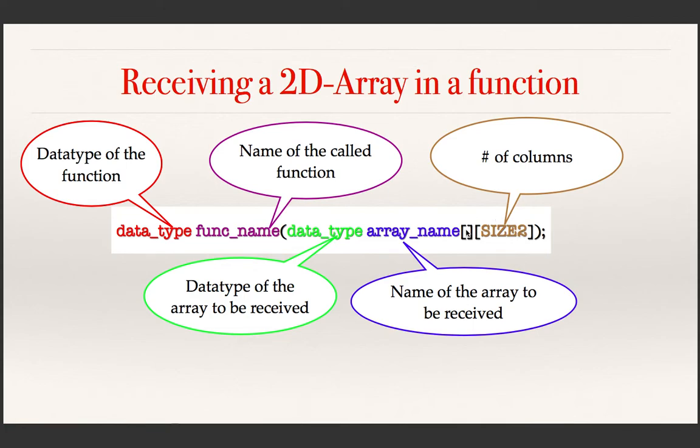Note that you do not have to specify the row size. If you recall, in the case of a single-dimensional array, only one size specification was there, and that was not required. Here there are two size specifications. The first, the number of rows, is not required to be specified, and you have to specify the number of columns, which must be the same as the value used to declare the actual array.